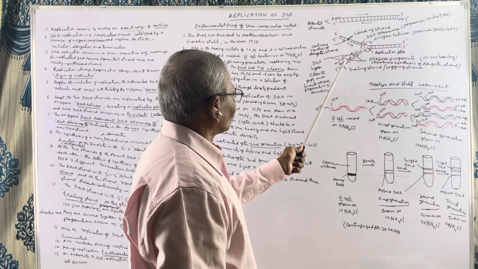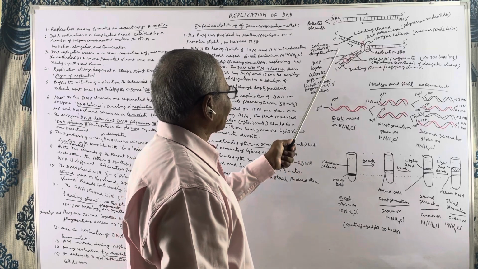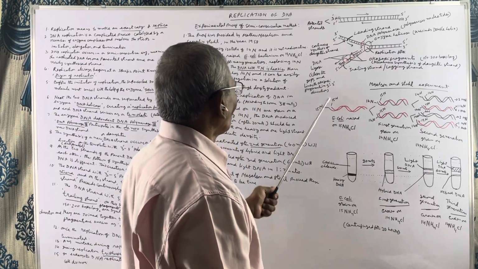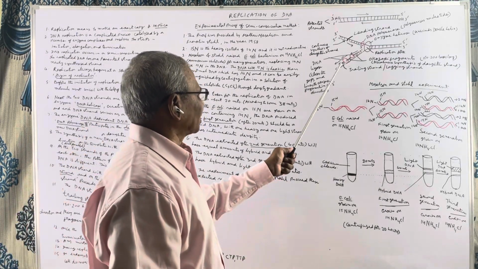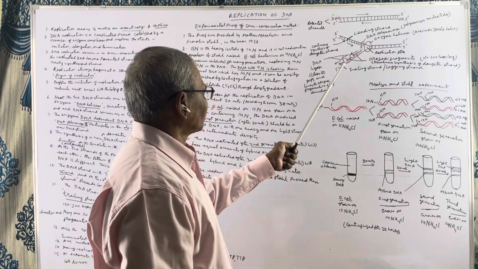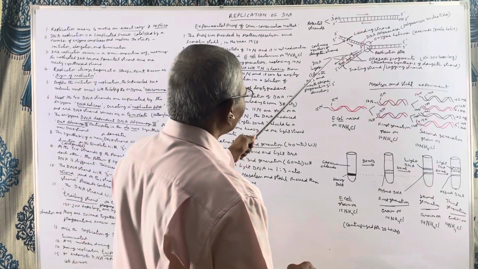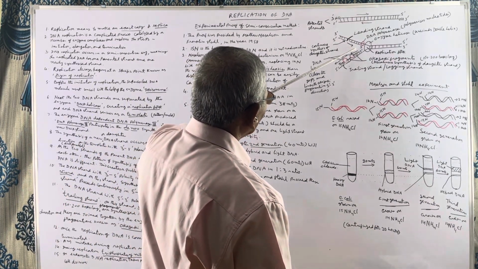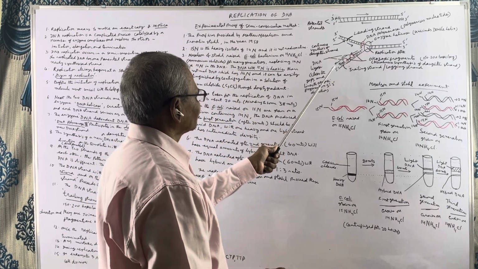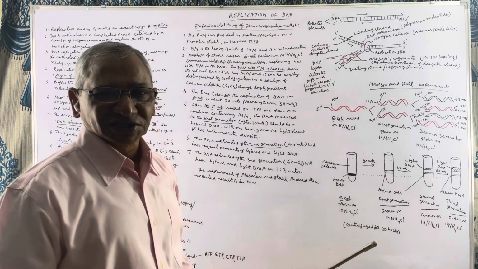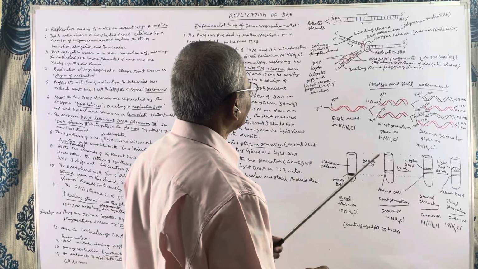These fragments, I have told you, are synthesized in 5-3 direction. Then these fragments are joined by the enzyme DNA ligase. It closes the gaps present between different Okazaki fragments. In this way, DNA replication occurs in 5-3 direction, and the newly synthesized daughter strand. So in this way, this problem is solved.